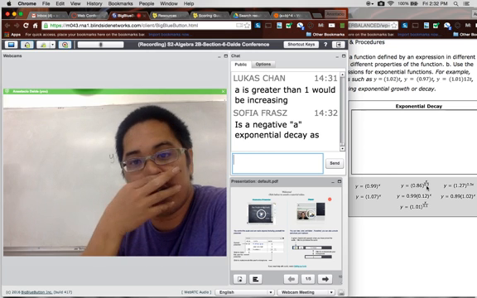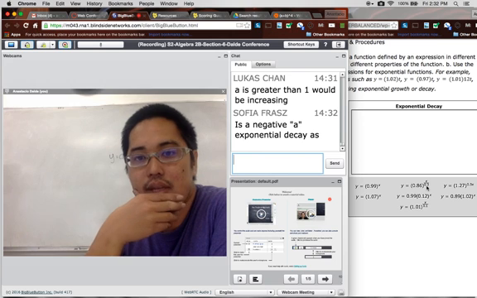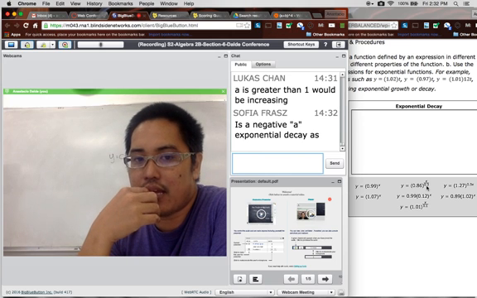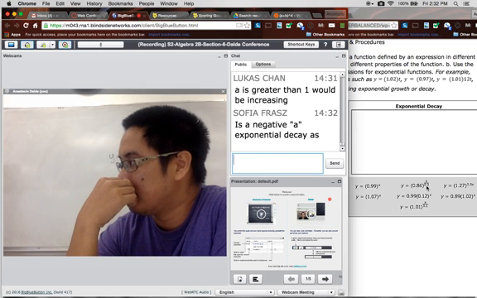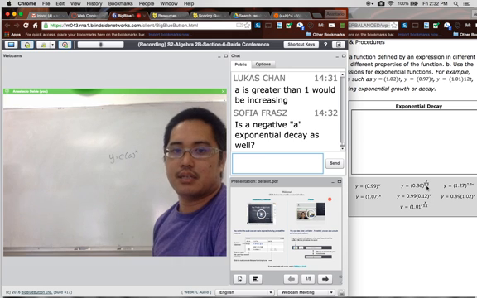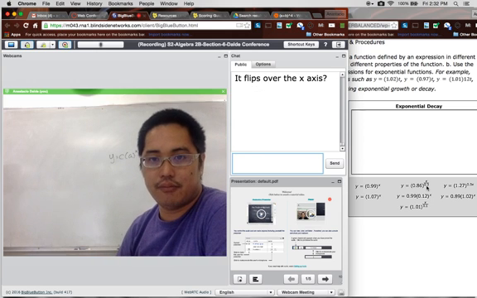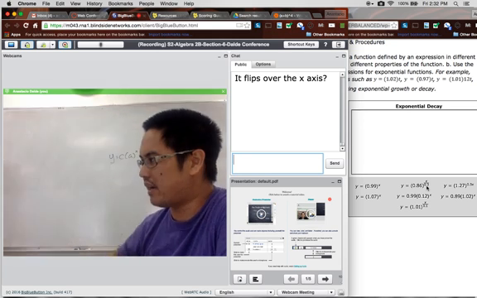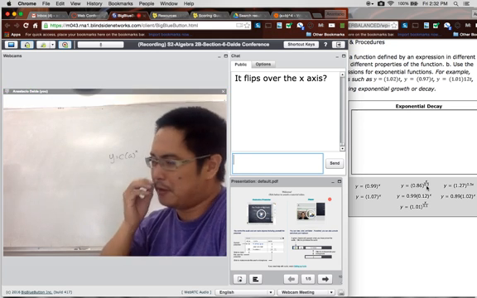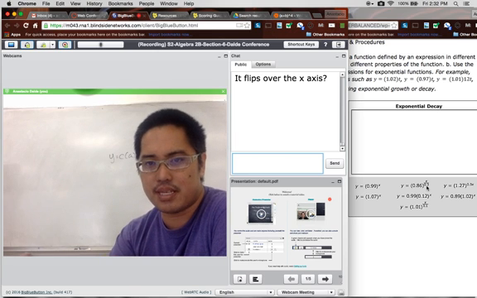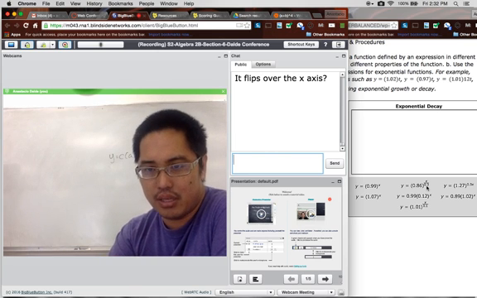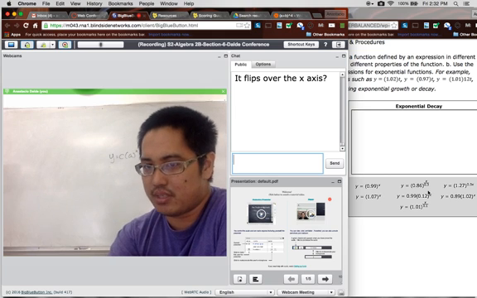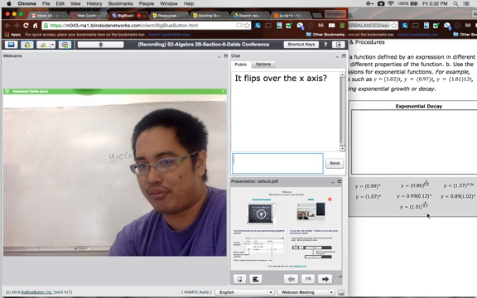What if a is a negative number? No. If a is a negative number, then what happens is something extremely freaky. I think what happens is it doesn't flip over the x-axis. What happens, I think, is it alternates back and forth in a weird way. I'll show you an example of that. But for now, in all of the options that you're given, there aren't any negative a values, so you don't have to worry about that.